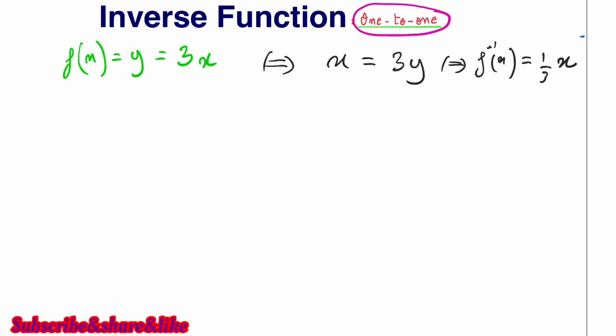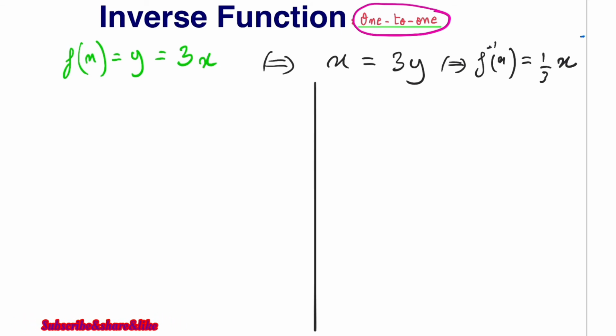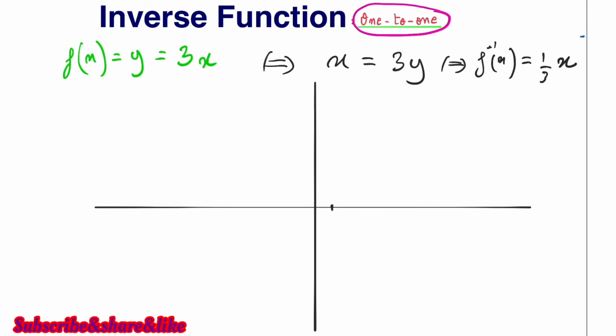So let's do this one here. We have the graph here, we have 3x. When x equals 1, y is equal to 3, and it passes by 0. Let's mark 1, 2, 3 here. So it will be here. So we know this line is going from here, something like this.